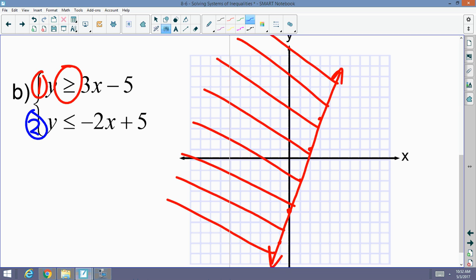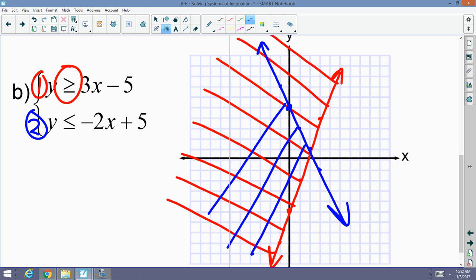Now in blue, I'm graphing my next equation. What's my y-intercept for the next equation? Please. 5. So I got 1, 2, 3, 4, and 5. All right. What's my slope? Please. Darn right. Down 2 over 1, down 2 over 1, down 2 over 1. Am I going to go dash or solid? Solid. Am I going to shade above or below? Below. So below, blammo.